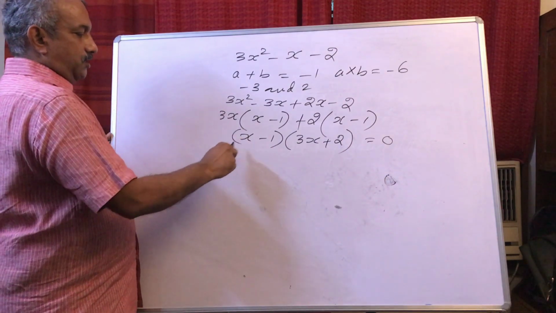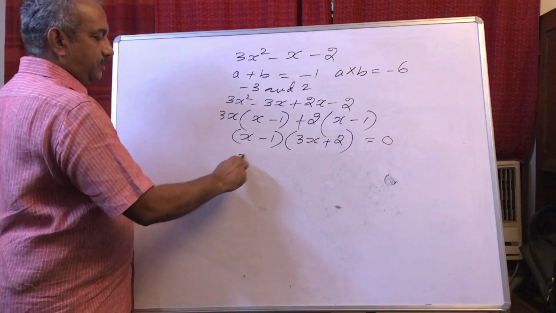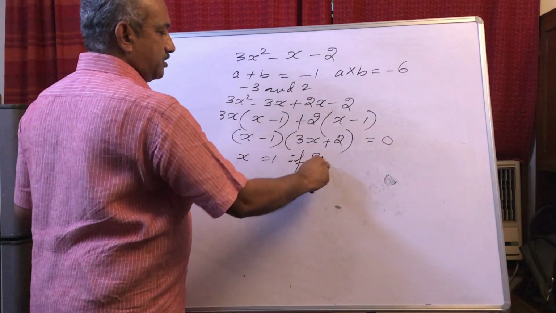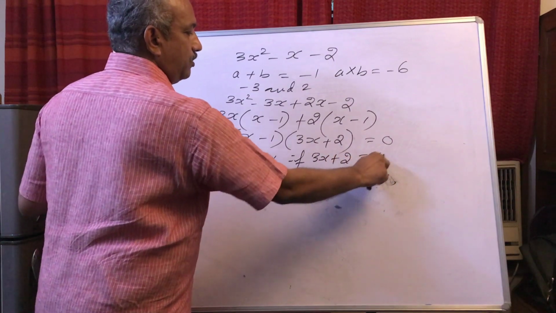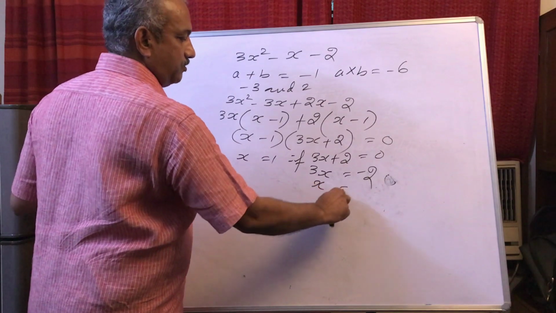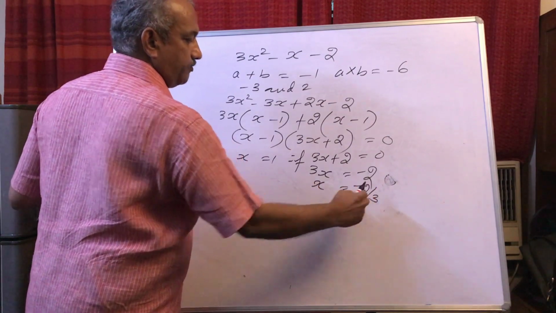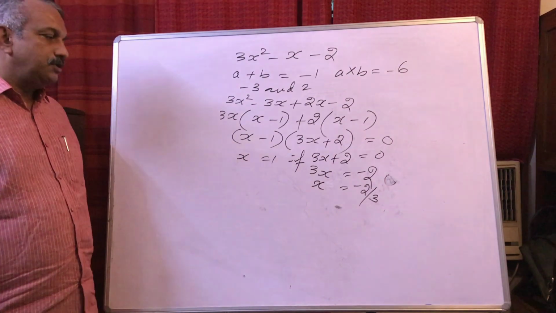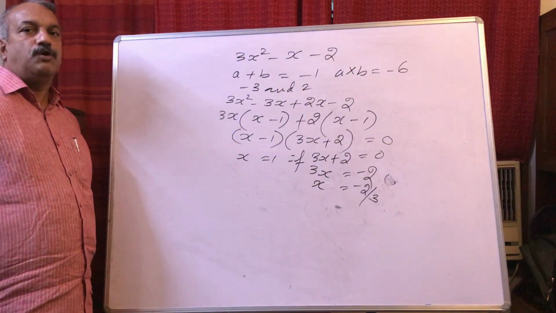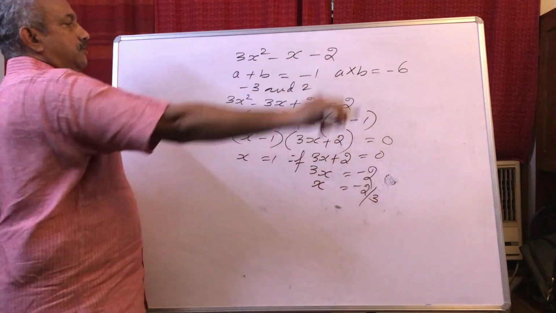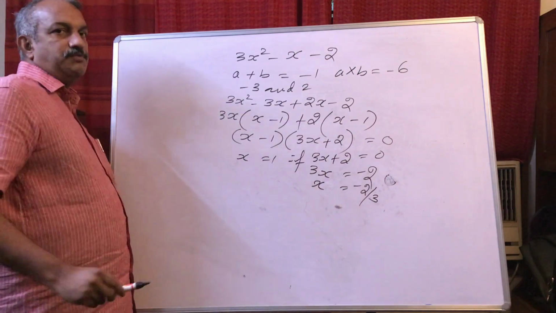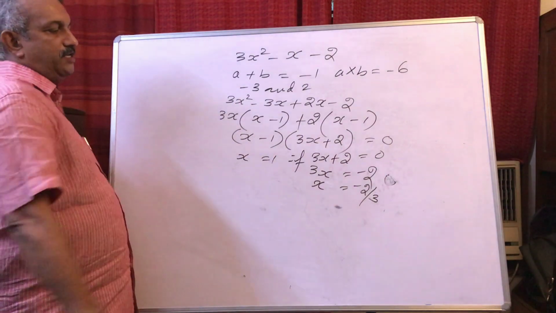From this, if x minus 1 is equal to 0, x is equal to 1. And if 3x plus 2 is equal to 0, 3x is equal to minus 2, x is equal to minus 2 upon 3. So the two zeros are x is equal to 1 and x is equal to minus 2 upon 3. See, once again the question is to find the zeros of this polynomial and verify the relationship between zeros and coefficients. We are going to verify in this case.